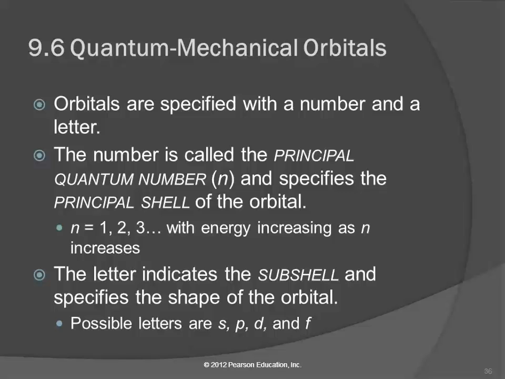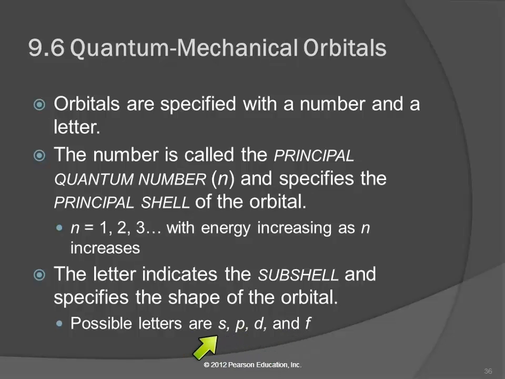As N gets bigger, the energy level of the orbital increases. So if N is 3, an electron in that principal energy shell has more energy than one in level 1. And we also use a letter. The letter indicates a subshell, because within that shell there are subshells, sublevels. And the letter indicates the shape of the orbital. The letters are S, P, D, and F.